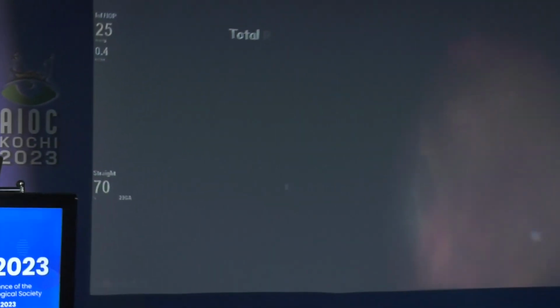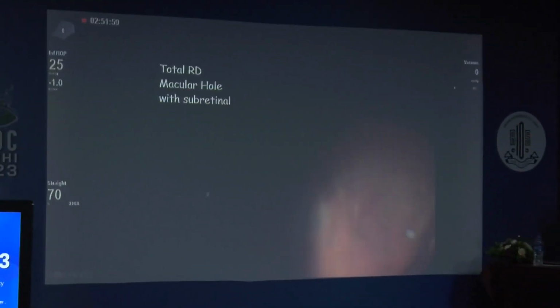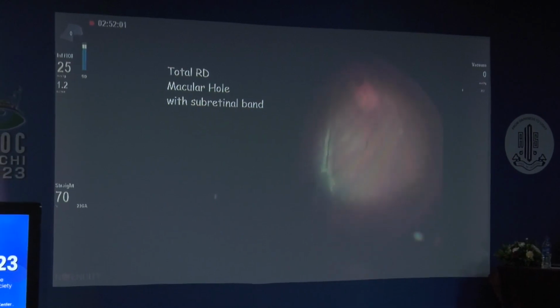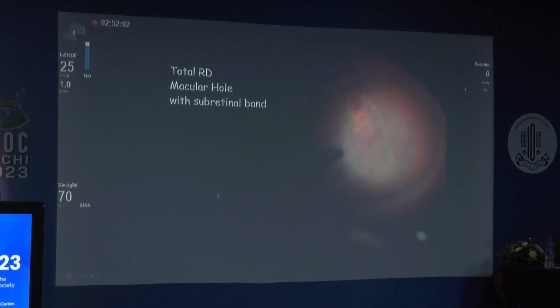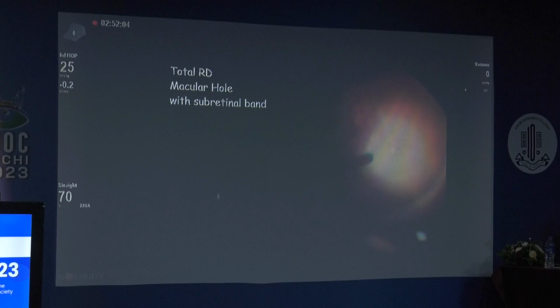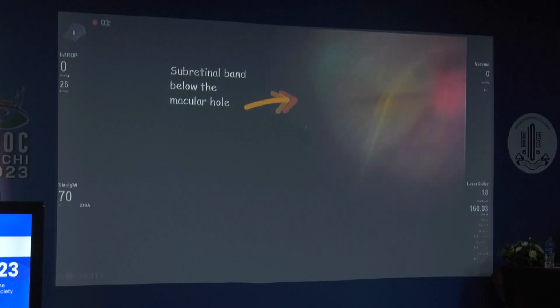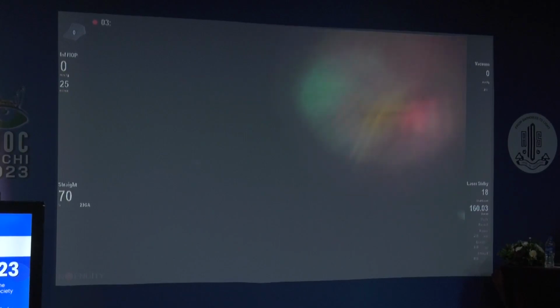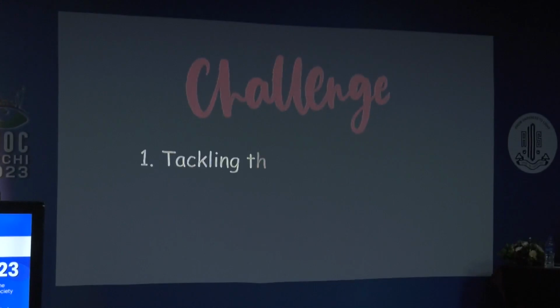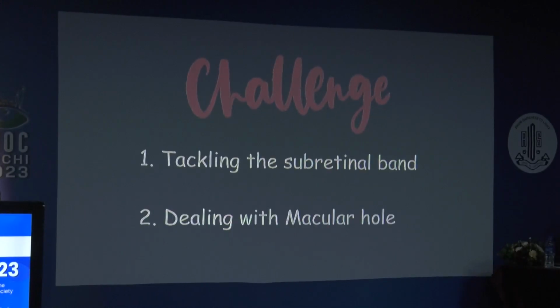So going on to the case, this was a case of a total retinal detachment with a macular hole where a subretinal band was seen extending from the superior quadrant and making a U-turn at the optic nerve head. On its way, it was passing right under the macular hole. So the challenges in this case were tackling the subretinal band and also dealing with the macular hole.